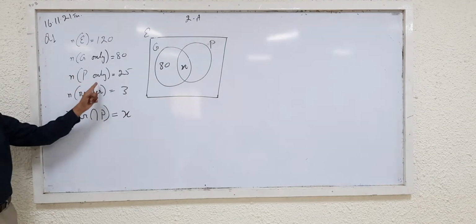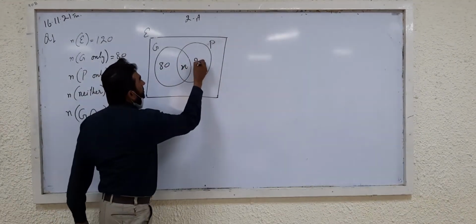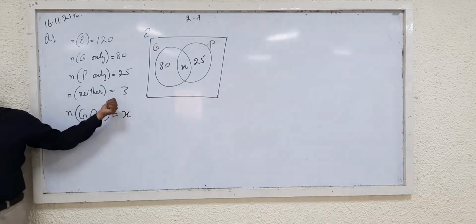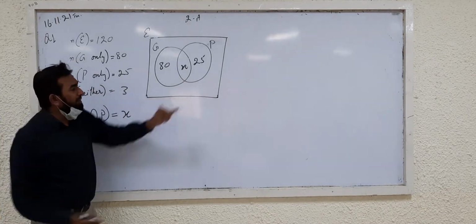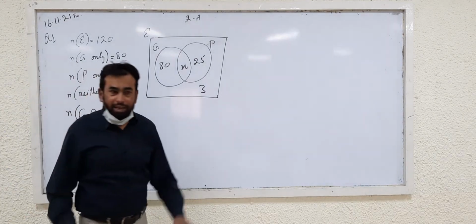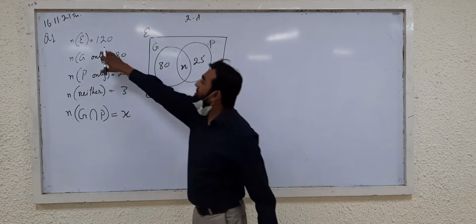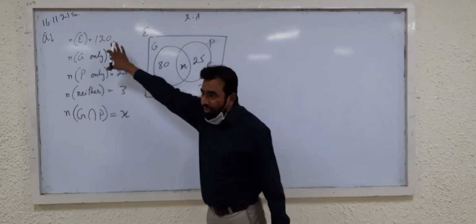In the same way, piano only. So the elements of this area are given, which are 25. 3 are playing neither guitar nor piano, so 3 will come here. So 3 are the students who are playing neither. Clear? So now you can make the equation because you know that the total number of members is 120. You can add up all these to 120.